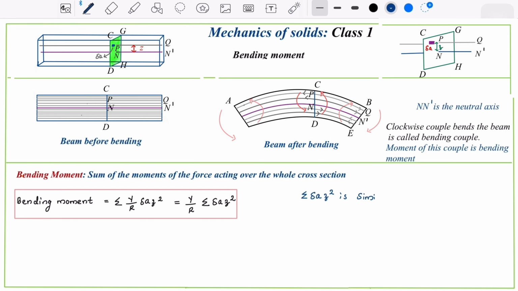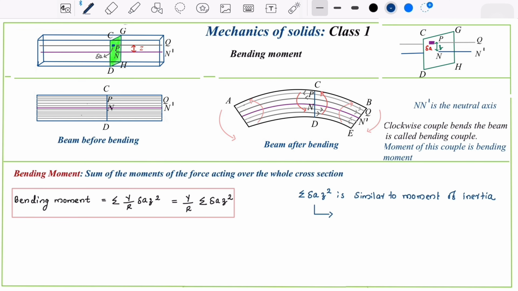Now in the expression of the bending moment, we have Y by R into sum over delta A Z square. This sum over delta A Z square is similar to the moment of inertia we have already studied. What is moment of inertia? It is sum over dm r square. Here we have a term sum over delta A Z square. So this term is similar to the moment of inertia we have studied. Therefore it is called the geometrical moment of inertia.